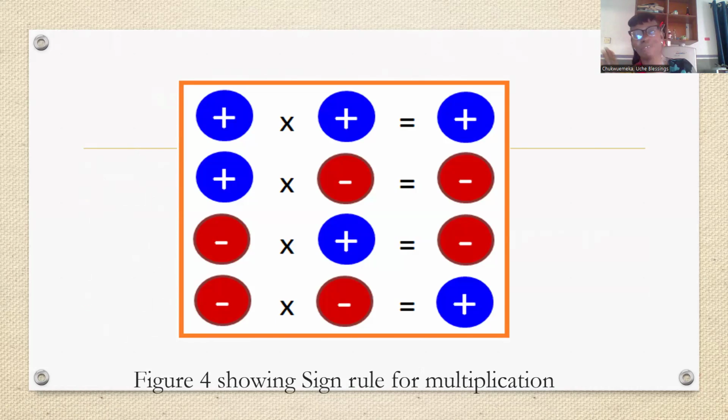Plus times plus gives us plus. Plus times minus or minus times plus will give us minus. Look at it. This is repeated. Plus times minus will give us minus. Minus times plus will give us minus. This is repeated just in a different way. And minus times minus is positive. So it's still the same sign rule.